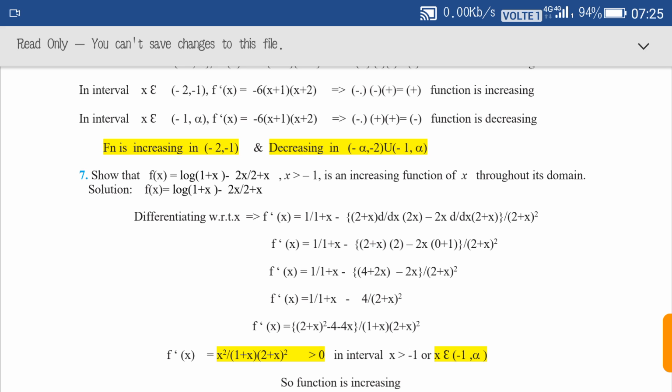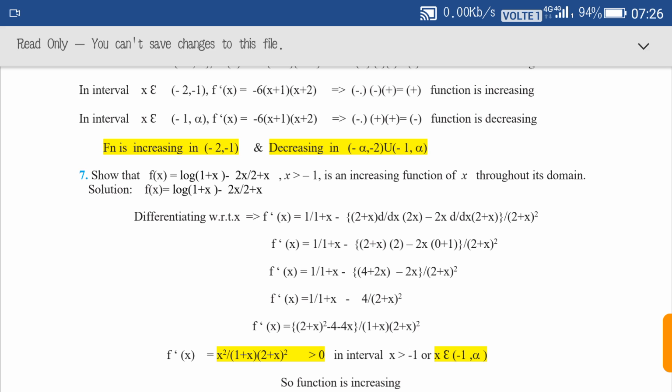Differentiate it with respect to x. We get f'(x) equal to the differentiation of log(1 + x), that is 1/(1 + x), minus, now here apply the quotient rule. So we get (2 + x) d/dx of 2x minus 2x d/dx of (2 + x), whole upon (2 + x) whole square. So f'(x) = 1/(1 + x) − [(2 + x)·2 − 2x·(0 + 1)]/(2 + x)².